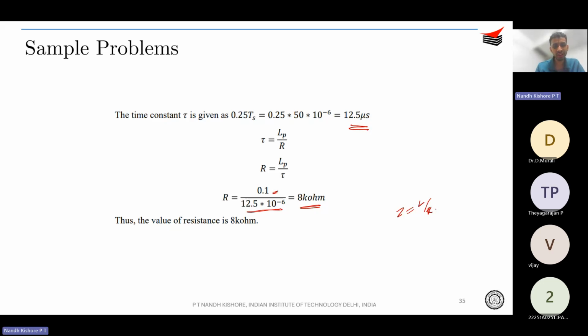In the problem itself, it is given tau is 0.25 ts. So I think this is pretty straightforward. That is tau is equal to L by R relation. If there is any doubt, there is no doubt. We can move on to the next problem now.